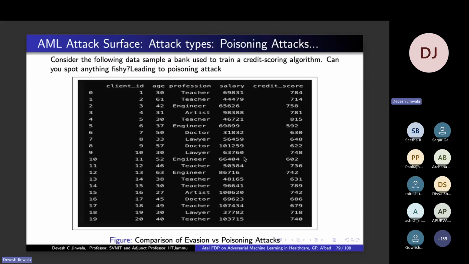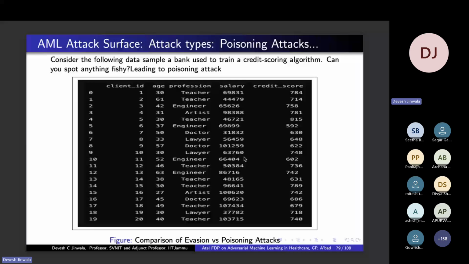Okay, this is a typical real attack which illustrates what a poisoning attack is. It's an exercise which I give to my students, a simple exercise to make them interested in learning more about these attacks. It shows a simple sample bank application, a machine learning based credit scoring algorithm used in a bank. And it says that this is the training data used in the bank.